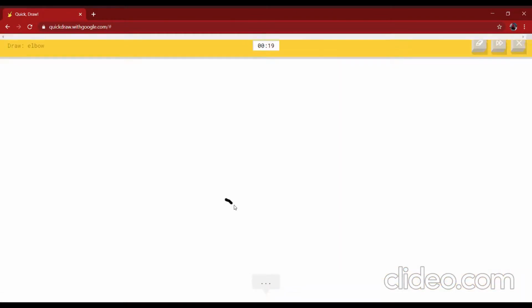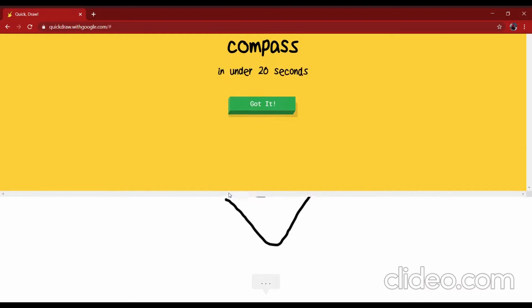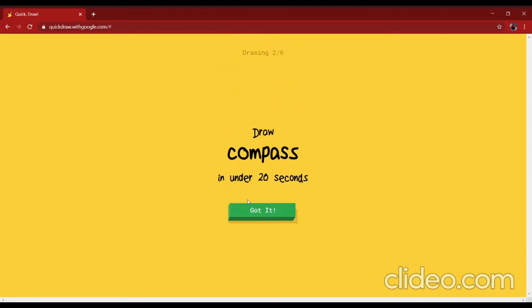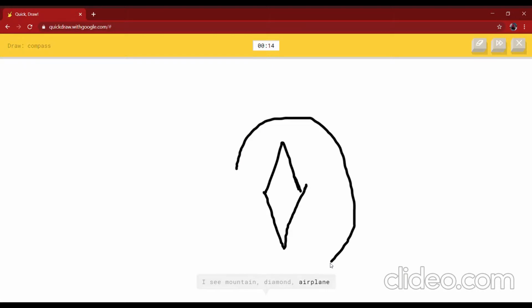Elbow. I see line. Oh, I know, it's elbow. It looks like some sort of V shape. Let's draw a compass now. I see mountain. Or diamond. Or airplane. Oh, I know, it's compass.